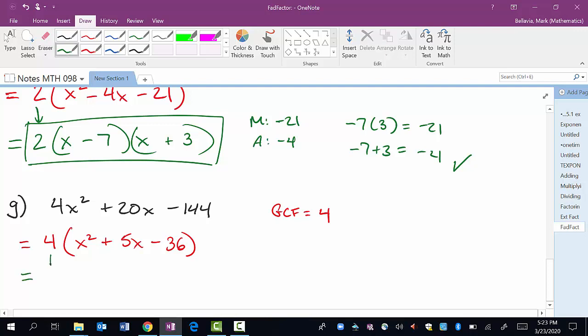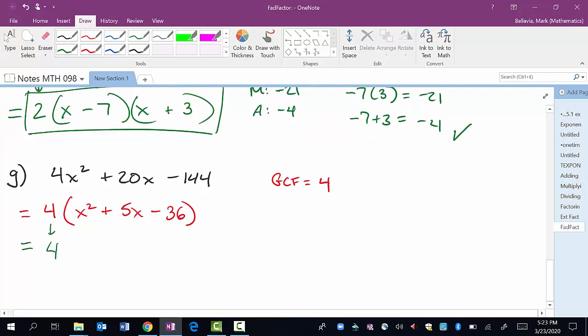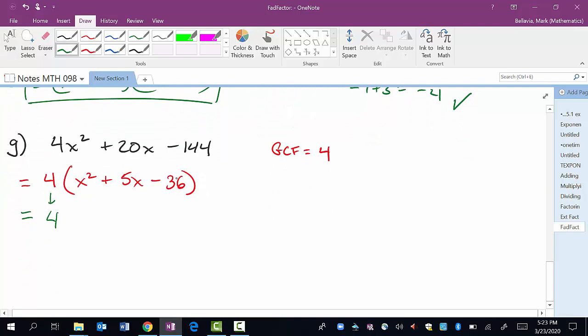Once I'm here, remember, GCF out in front stays in front for the rest of the problem. Inside, you want to follow your procedure. You took out a GCF already, so the next thing you want to do is count the terms. We have 1, 2, 3 terms here. I don't see a value in front of my x squared, meaning the leading coefficient is 1. So right away, I can make 2 sets of parentheses and reverse FOIL this.